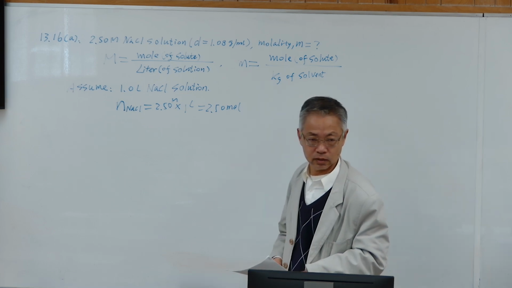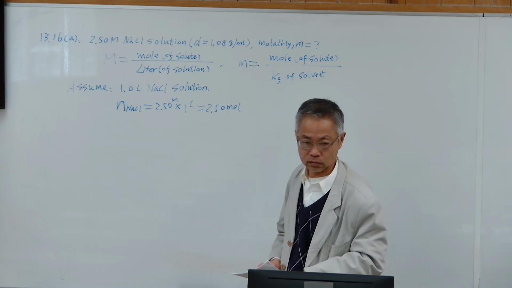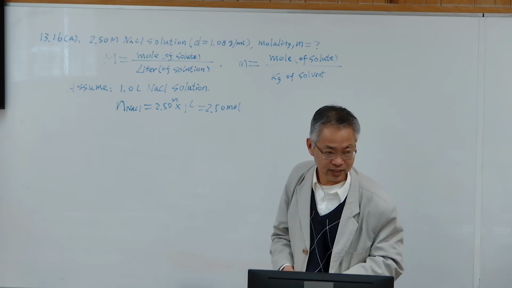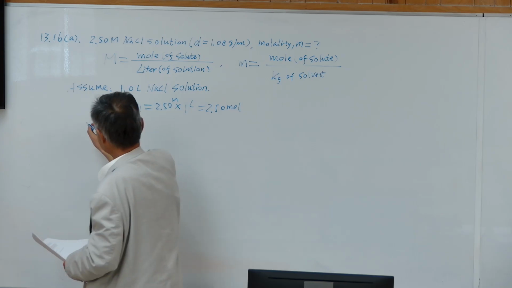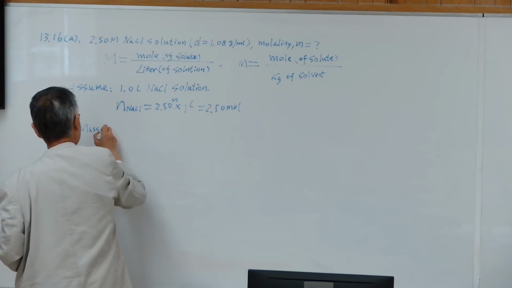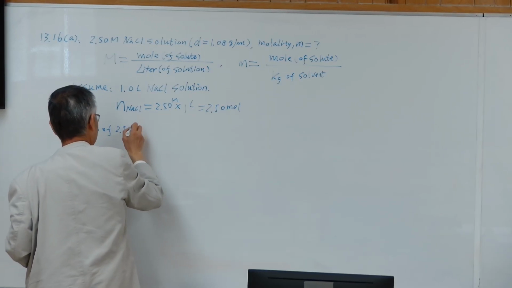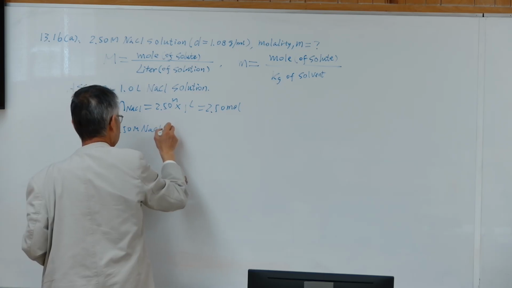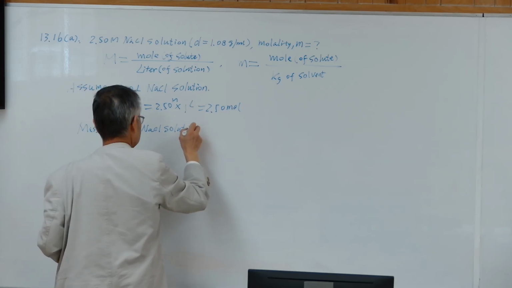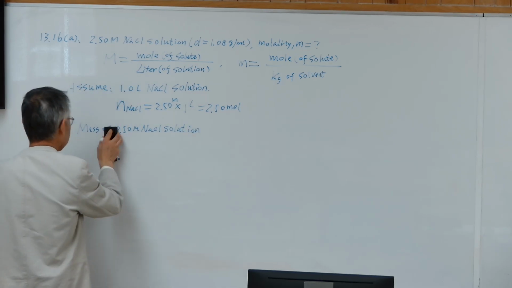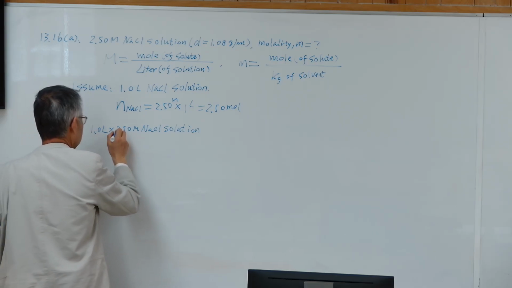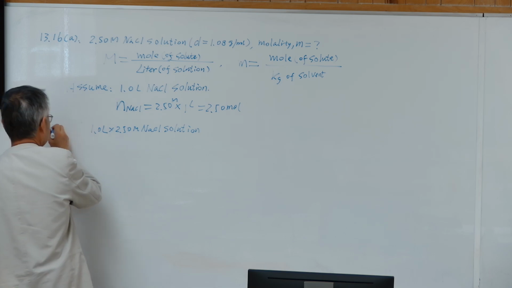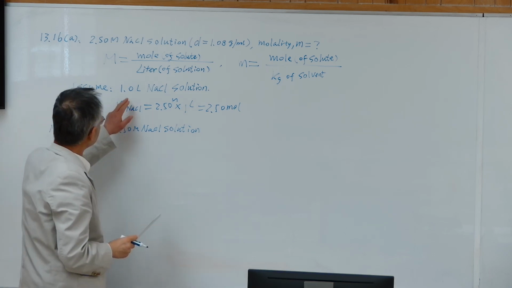Then, do we know the total mass of this solution? Yes. We have density, right? So the mass of the 2.5 molar NaCl solution is actually the mass of 1 liter. Mass of 1 liter, because we assume it's 1 liter, right? Mass of 1 liter of solution.